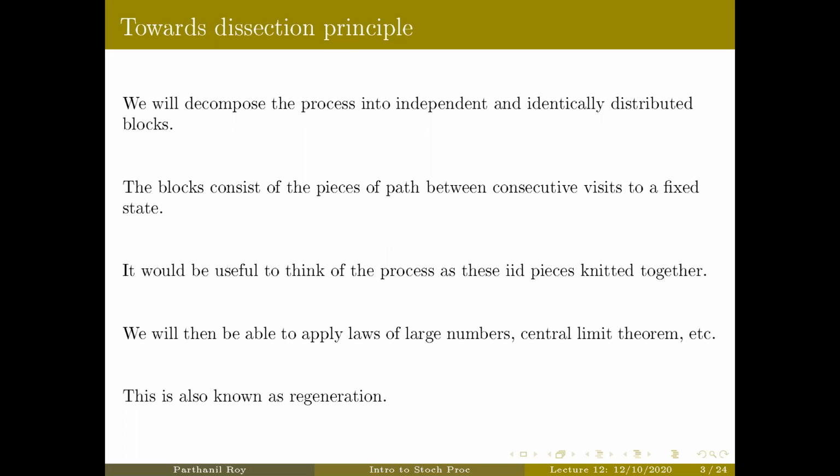So we'll start with one state and we'll wait for the first time we'll come back to that state. That would be our first piece. Starting from that time, we'll wait for the path, the Markov chain, to come back to that state again. That's our second piece, and so on. Now this will be very useful. The entire process, instead of looking at it as an entire process, we look at these IID pieces knitted together.